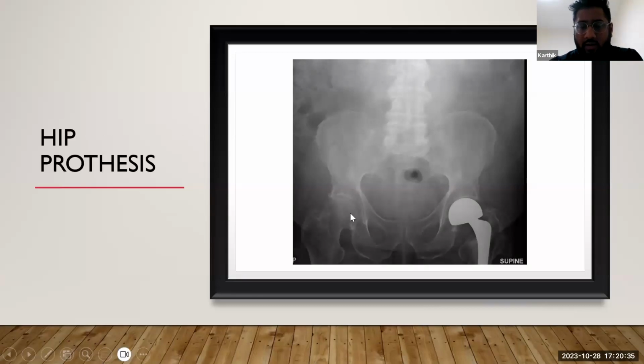Okay, other foreign bodies that we can see on X-rays are things like a hip prosthesis, so a complete hip replacement here. You can also see hip resurfacing as well.